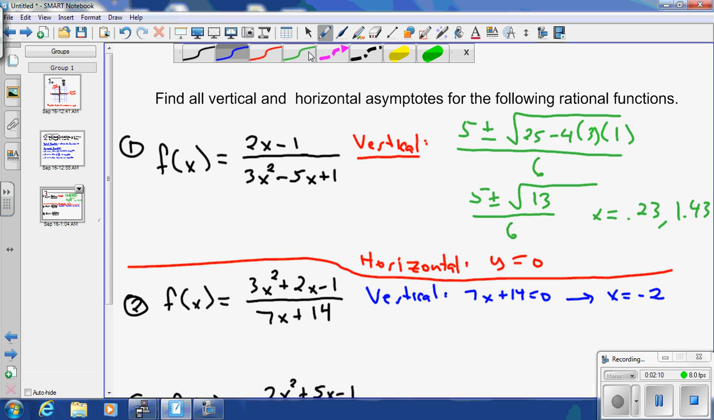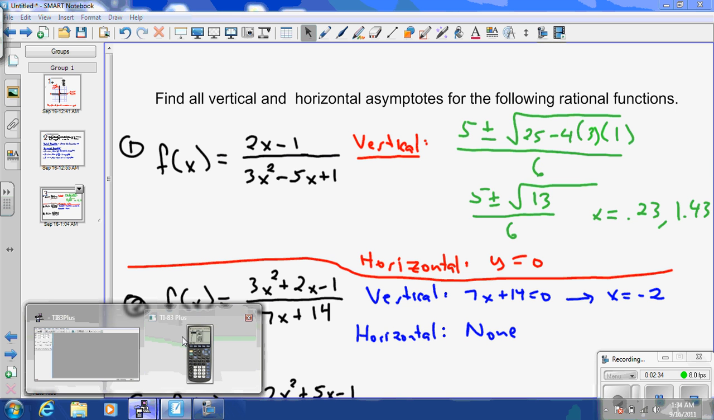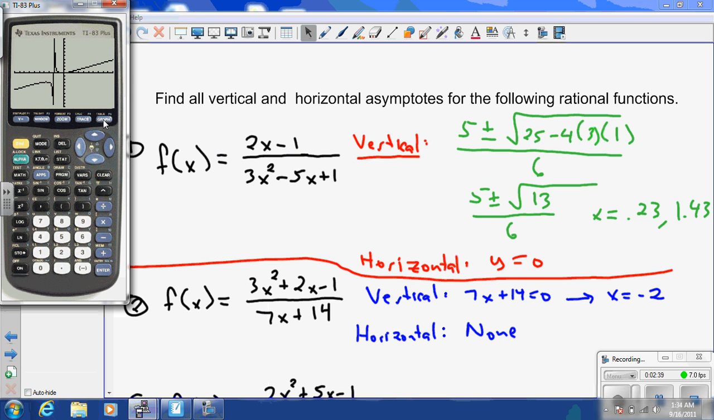For the horizontal, we look at the powers. Well, what I notice is the top has a higher degree than the bottom. So what does that mean? There are none. And if we look at our graph, there doesn't appear to be any asymptotes going in the horizontal direction. We don't see any.